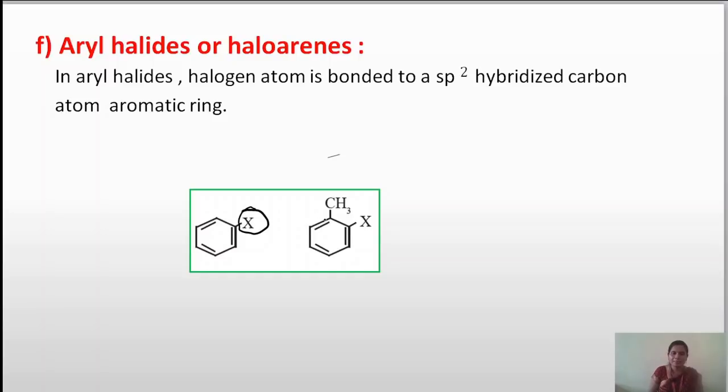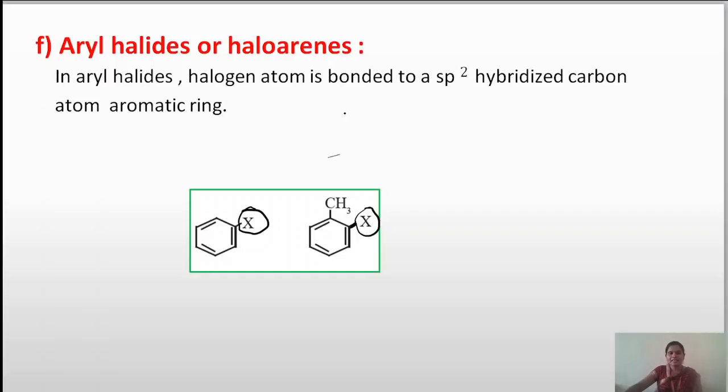Here in this example, this is the structure of toluene, and one hydrogen atom of this toluene is replaced by one halogen atom. And in this example, this halogen is directly bonded to this aromatic ring. So this is the example of the haloarene. So here we completed the 6 types of classification of the monohalogen derivatives.